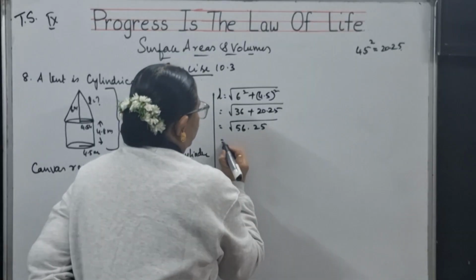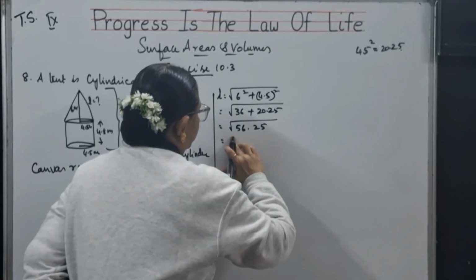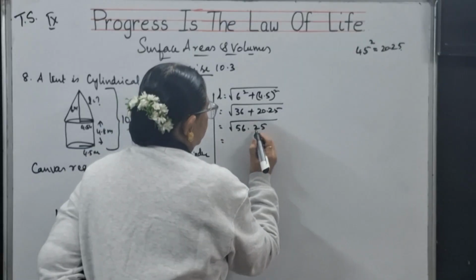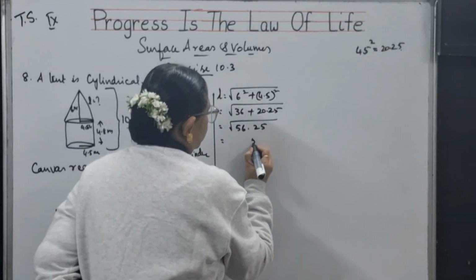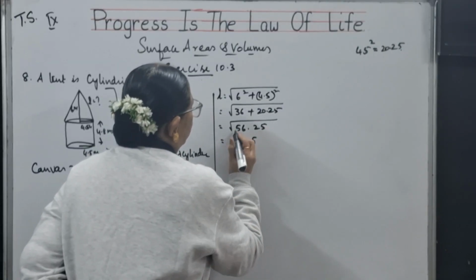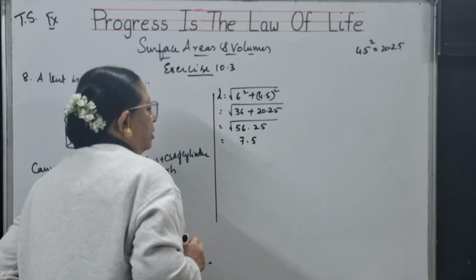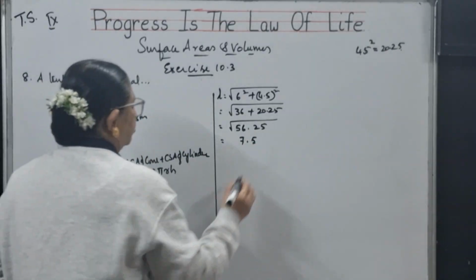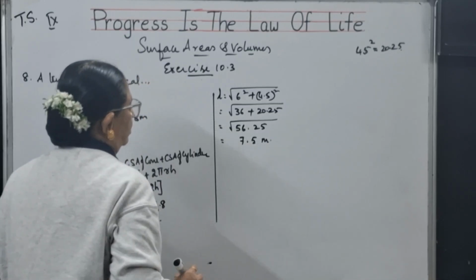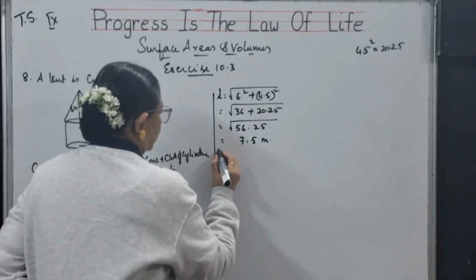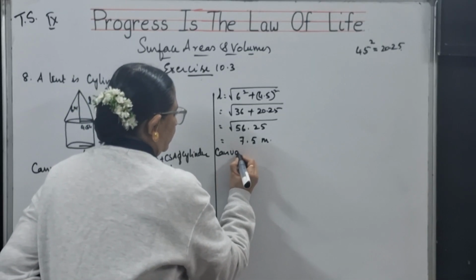56.25, I will get if I add. Now this can be written as root of 56.25, which means root of 25 means 5... 7.5 is the length. 7.5 meters is the length. Now let us see the canvas required.